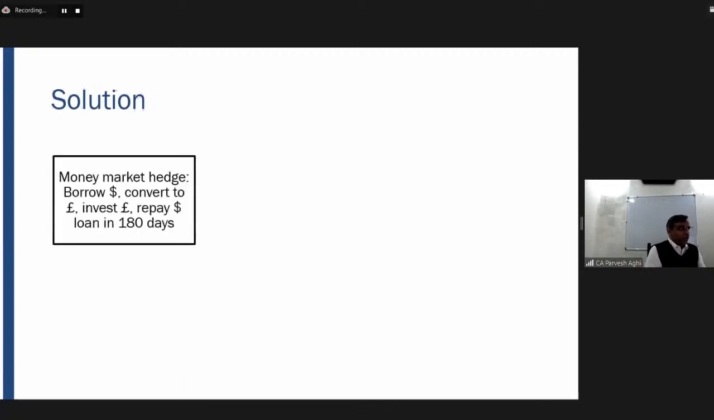Second, the money market hedge. Now, what is happening? The money has to flow from America to England. So what you will do is borrow the money in America in dollars, convert that into pounds, and invest that money in pounds, and repay the dollar loan in 180 days. So this is what you are going to do. You first borrow in dollars, convert to pounds, invest in pounds, and repay your loan in 180 days, which is in dollars.